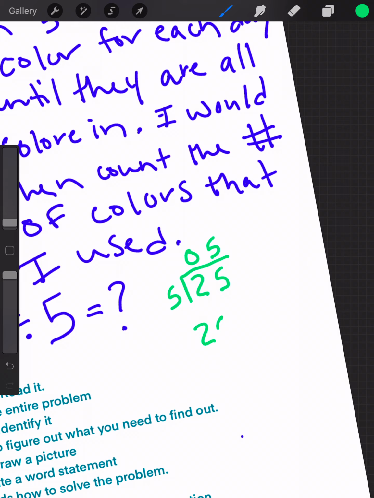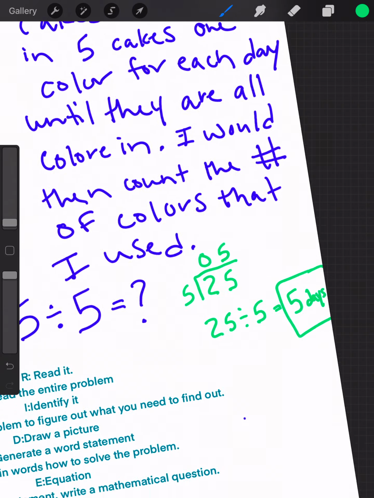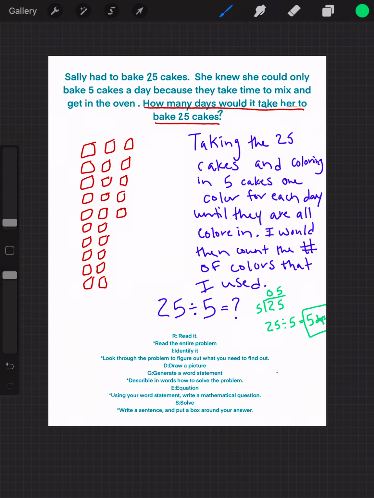So 25 divided by 5 equals 5 days. So Sally is going to bake 25 cakes, and it is going to take her 5 days of baking 5 cakes a day.